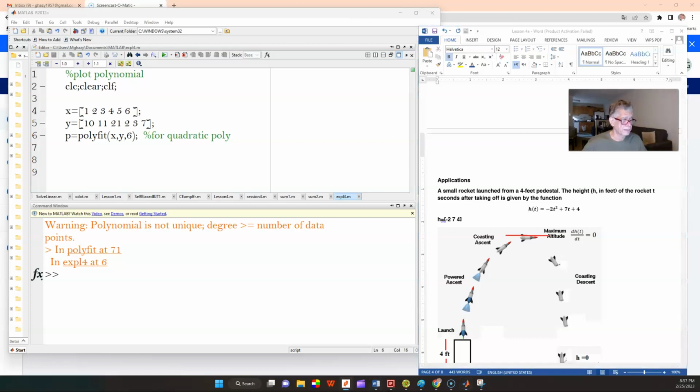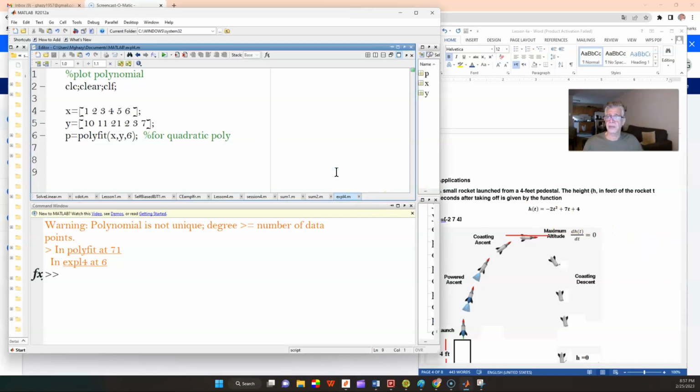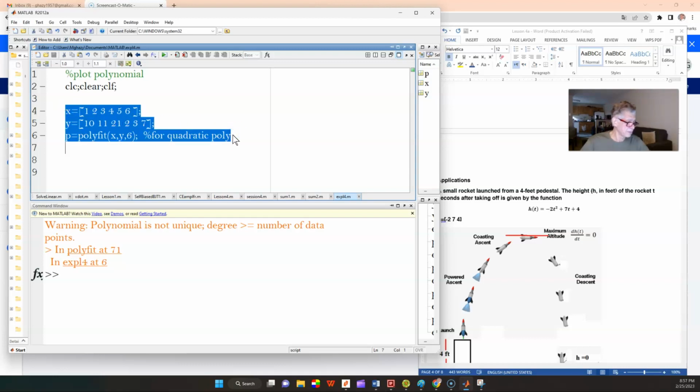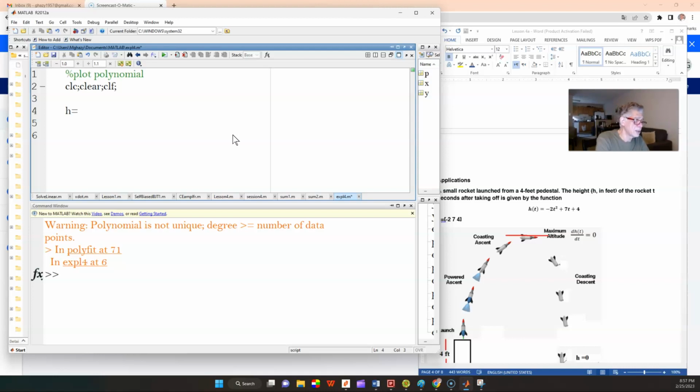Well, to solve this problem, first you have to represent the polynomial. Let's just go there and represent the polynomial. So you write h equal to the polynomial. You have -2t squared, so the first coefficient is -2, the second coefficient 7t is 7, and the third term is 4, so the constant term is equal to 4. So we represented the polynomial.